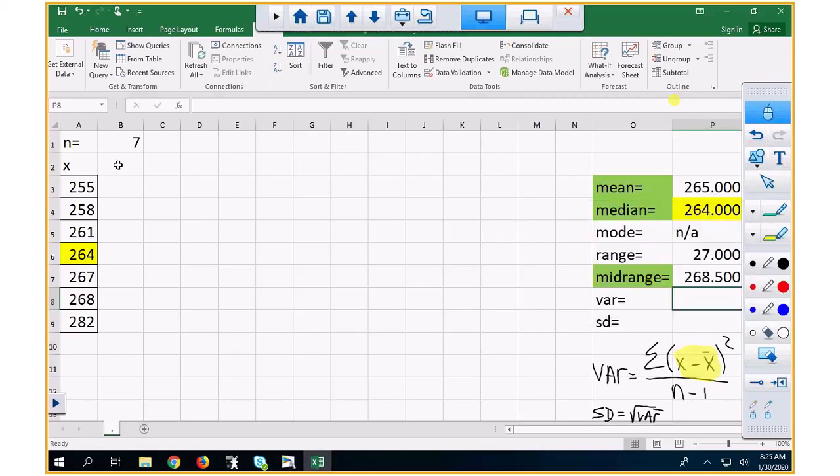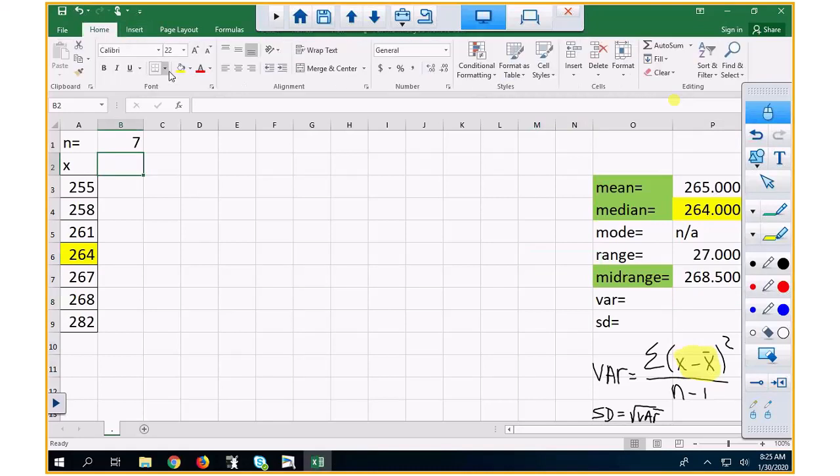So I'm going to name this right here, I'm going to highlight it yellow. And that's going to be x minus x bar. So what am I going to do with each one of my x's?